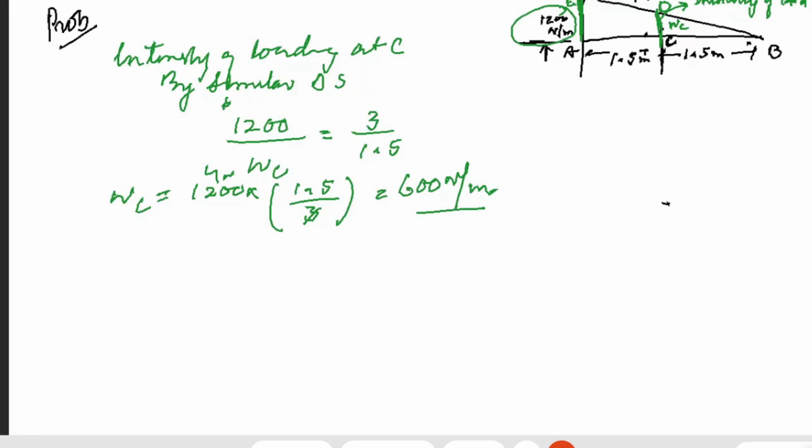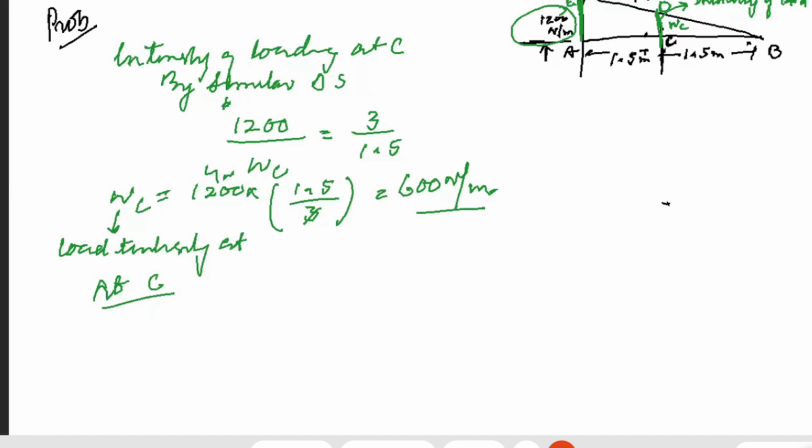So Sahil, what is WC? WC is the intensity of load at point C, the point where you have to find it. By similar triangles you have seen the intensity of load is 600 Newton per meter.